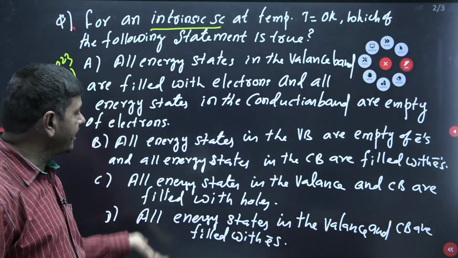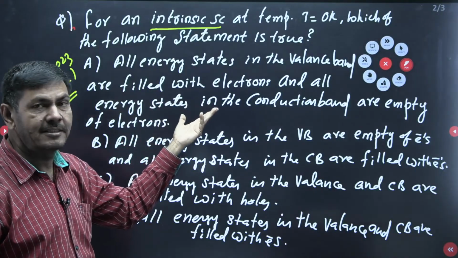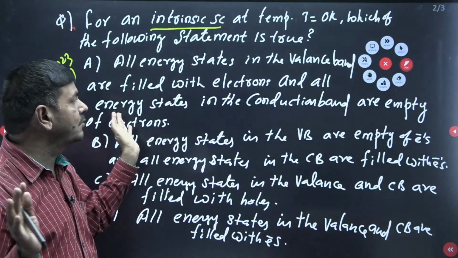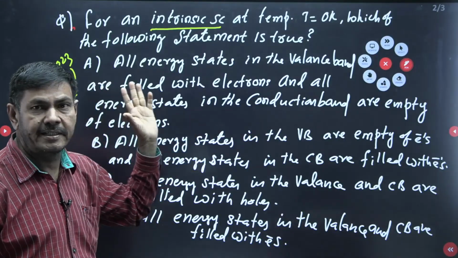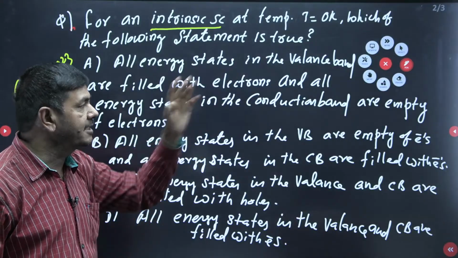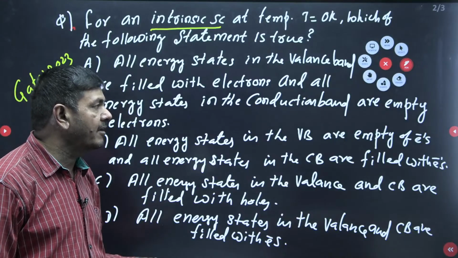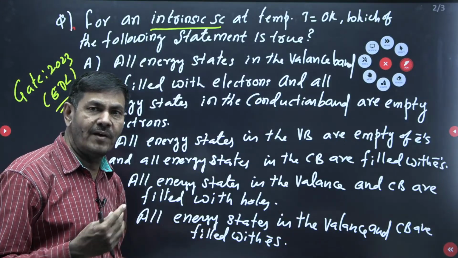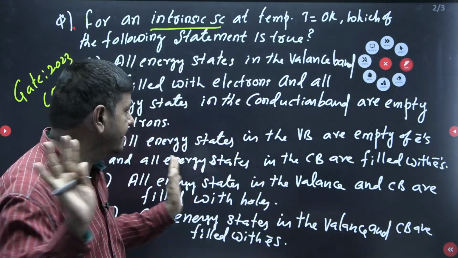Four options are given. In the first option, all energy states in the valence band are filled with electrons, and all energy states in the conduction band are empty. That means the valence band has electrons and the conduction band is empty. Option B: all energy states in the valence band are empty of electrons, which means the valence and conduction bands both have no electrons. That is the second one.